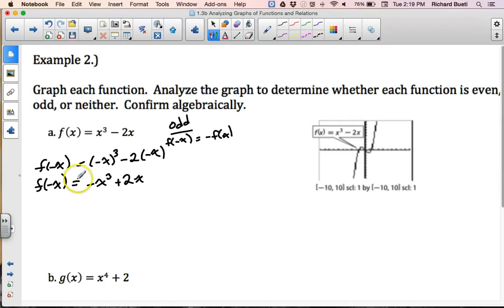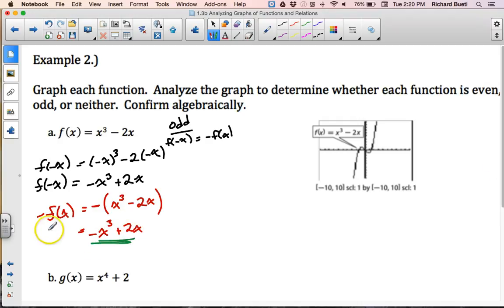In order for this function to be an odd function, I have to evaluate negative f of x and see if I get this function back. So let's try it. That means I'm going to take a negative and distribute it into the whole original function. And when I distribute the negative, I get negative x cubed plus 2x. Well, this function that I just did, which is negative f of x, and the function that I got when I evaluated f of negative x are the same.